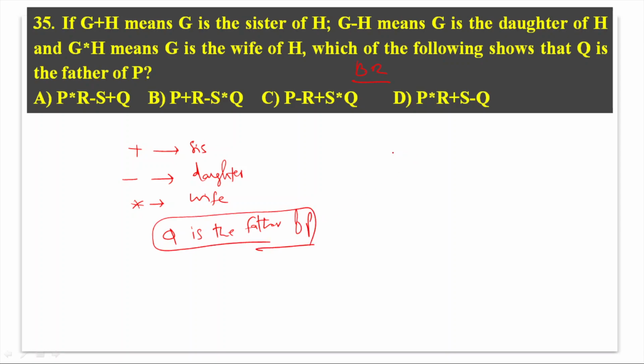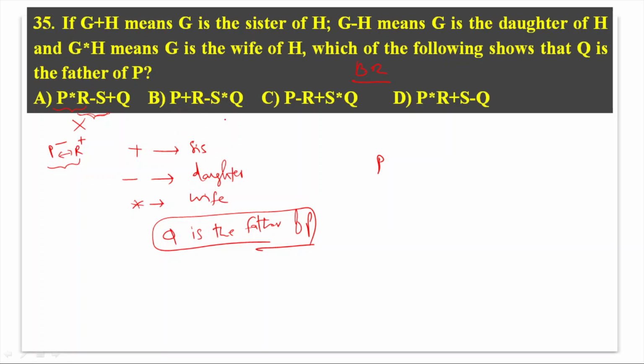Okay, let us try to check the first option here. So P star R. P is the wife of R. Next, let us check these two here. R minus S. Okay, P is the wife of means there must be a wife and husband relation between P and R. But if I check R minus S, here again R is the daughter here. So the relation is changing for this person. So first option is not a valid one.